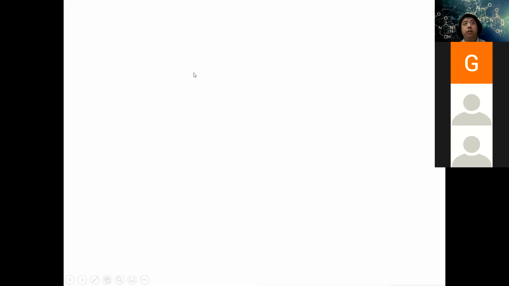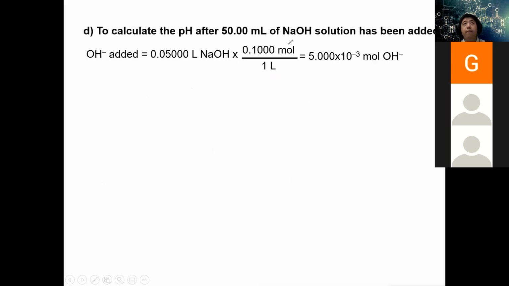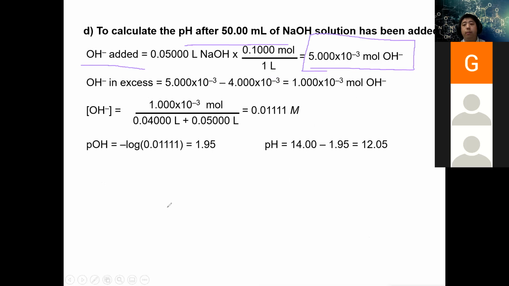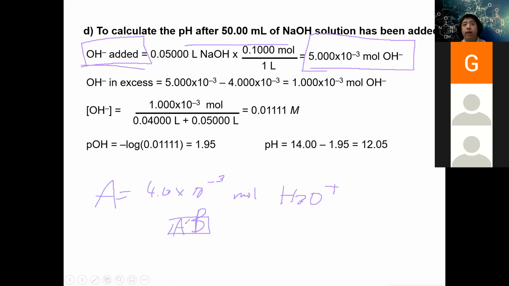Now let's look at the last scenario. In this scenario here, I mentioned that I have 50 milliliters of my NaOH now. So if I look at this, this is how much NaOH in terms of moles that I have. The amount that I have for my acid has not changed. So it's still 4.0 times 10 to the negative 3 moles of H3O plus. So this number has not changed, okay? The only difference is now I have more OH than acid. So when I have more OH than acid, I assume that all of this A is going to be used up, some of this B is going to be used up. What I have left over is just some B.